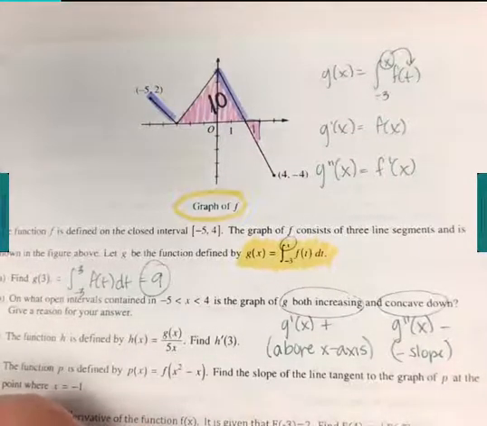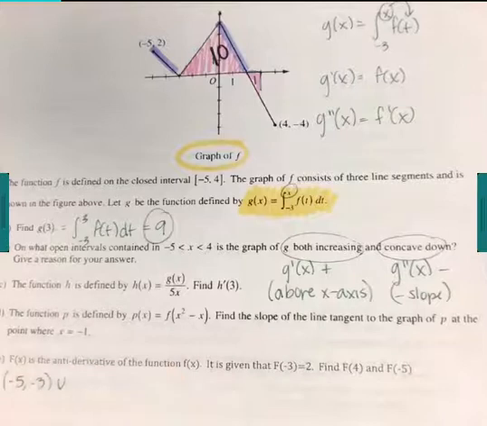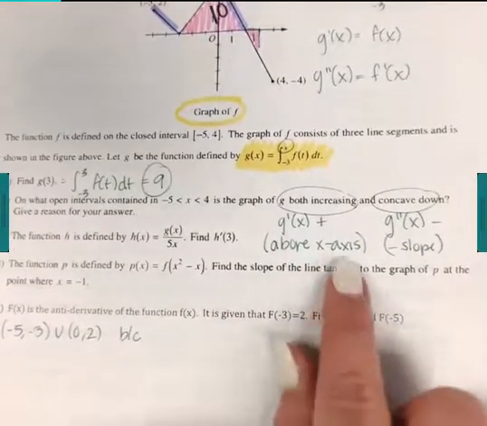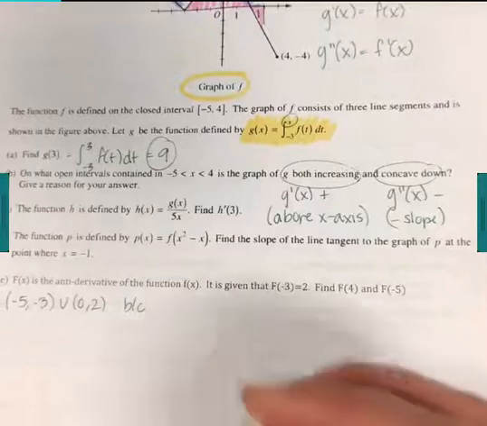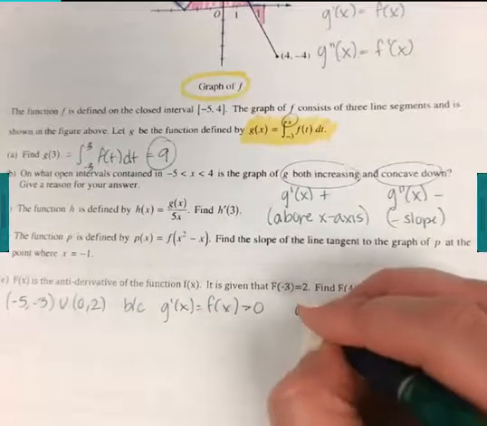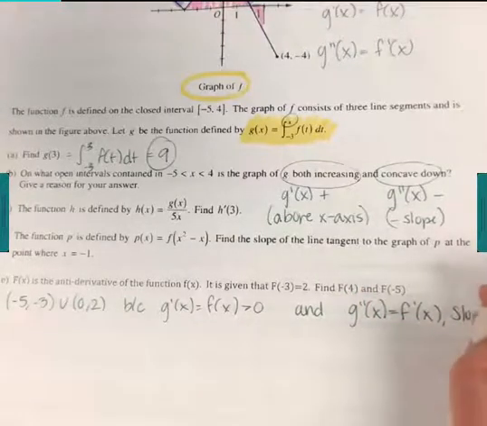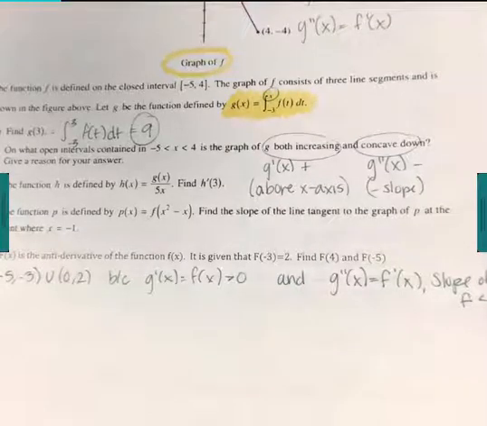Okay, so for part B, I'm going to write my explanation down here at the bottom. I would say from -5 to -3, union, then from 0 until 2, because. Now, all of this stuff over here is kind of scratch work. When you're giving a reason, it needs to be like a real sentence, like an explanation. So, because g prime of x, which is really f of x, is greater than 0, and g double prime, which is the slope of f, is less than 0. Remember, both of those things have to be true. You need a positive y value and then a negative slope. Good?